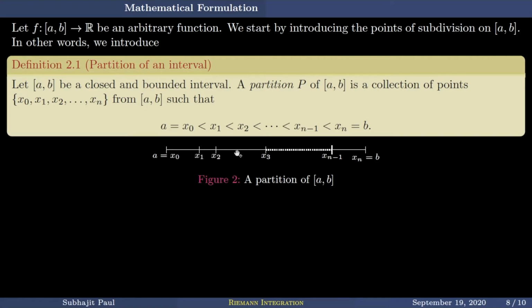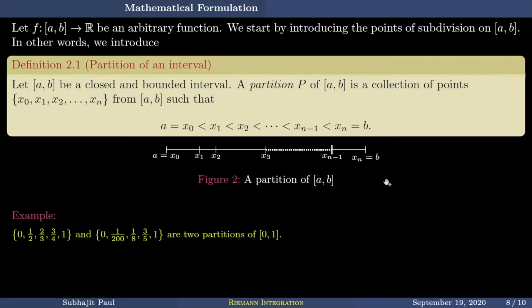Now observe that there is no hard and fast rule that they must be evenly spaced or anything. You can see that none of them are evenly spaced. The distance between x0 and x1 is different from the distance between x1 and x2, and both are different from the distance between x2 and x3, and so on. Now, an example. So this one is an example. Both are examples of partitions of [0, 1].